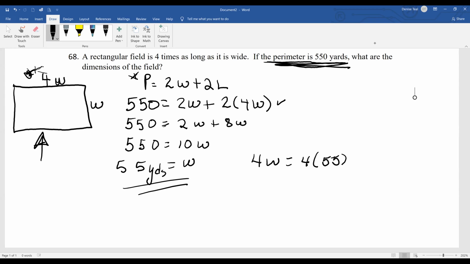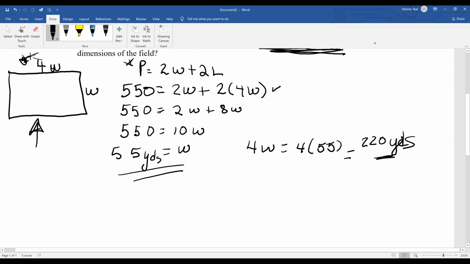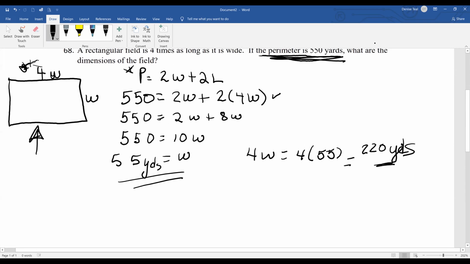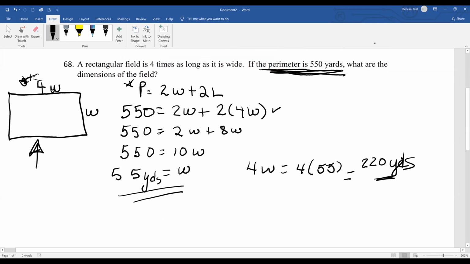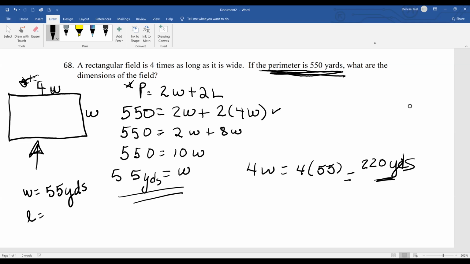And 4 times 55 equals 220 yards. So we have the width here, our final solution. This moves up and down with everything. So you have the width that equals 55 yards, and then you have the length that equals 220 yards.